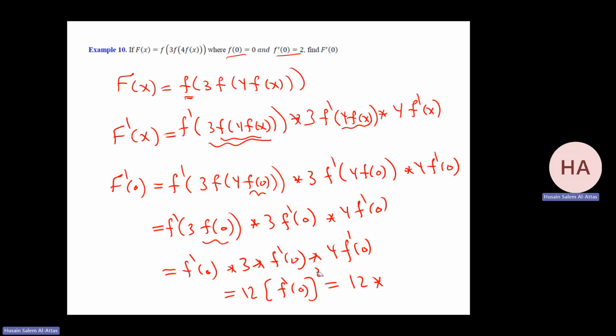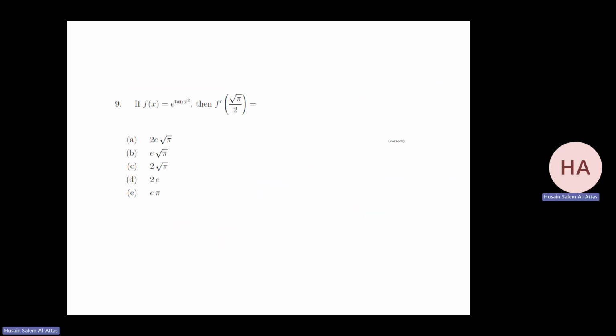Cube, not square, sorry. I have 1, 2, 3 cube. So times 8, and that is what? 96. Now let me do all the exam problems related to that. Okay. F of x is e to the power tan x squared. I need to find f prime at the square root of pi over 2.